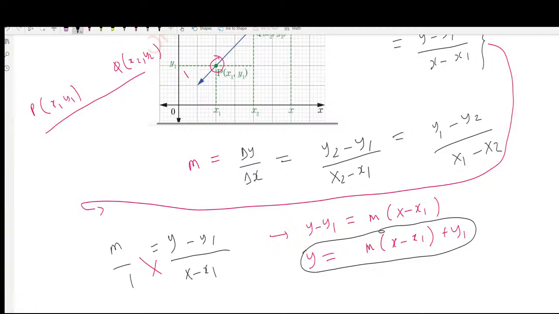and it is one of the equations we are using to determine the equation of any straight line. As long as you have the slope and you have also x1, y1 as a point, you can find the equation of a straight line. But we are going to develop it a little bit.